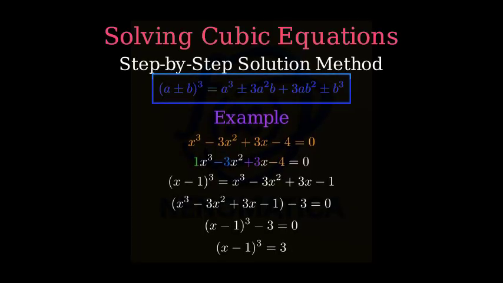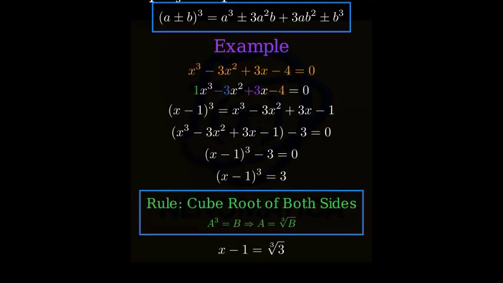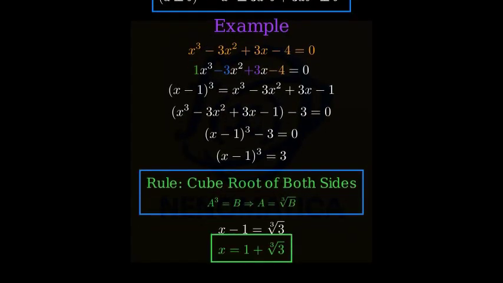To solve for x - 1, we need to take the cube root of both sides. This gives us x - 1 equals the cube root of 3. Finally, to find x, we add 1 to both sides of the equation. This gives us our solution, x = 1 + ∛3.